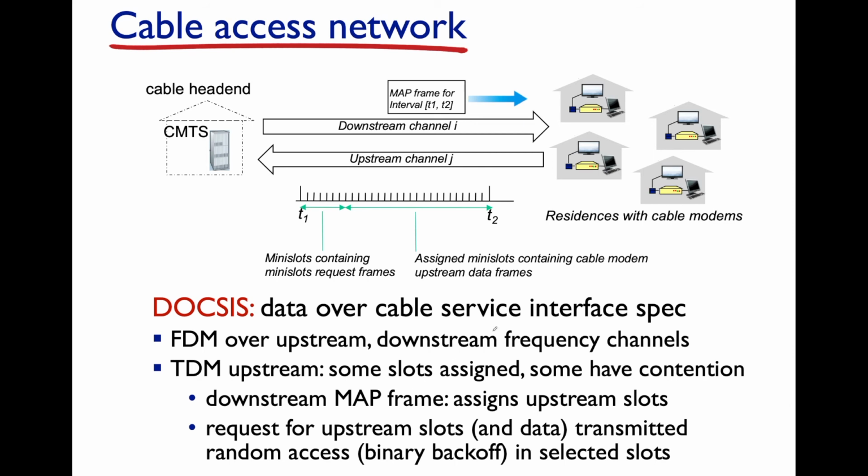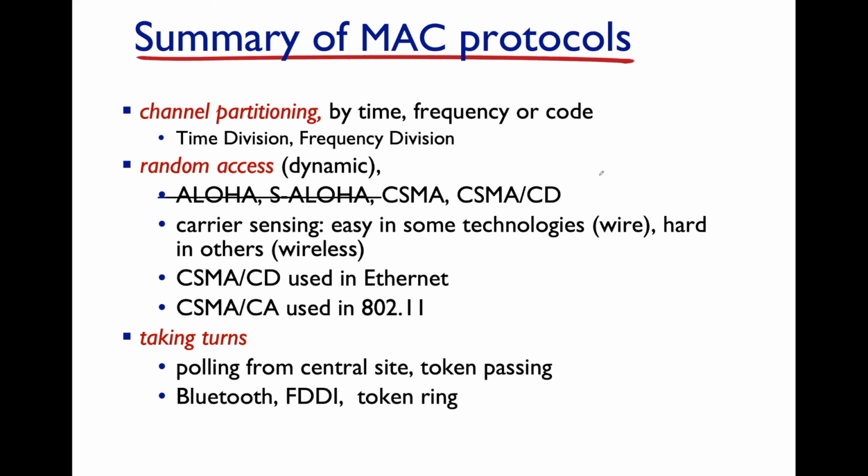And so effectively, as a household on the cable access network, you can request upstream slots that can be granted to you, assigned to you, and then you can transmit up. You can also do random access with a binary backoff for these slots. So it does kind of a hybrid. There's random access with binary backoff, but there's also reservation of slots as well. Okay, and so summarizing media access protocols, we have partitioning by time, frequency, or slotted. We also have random access.